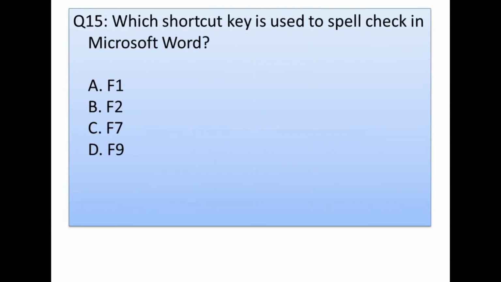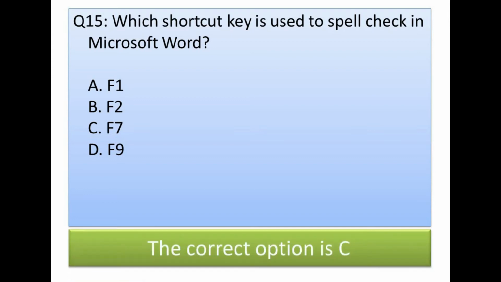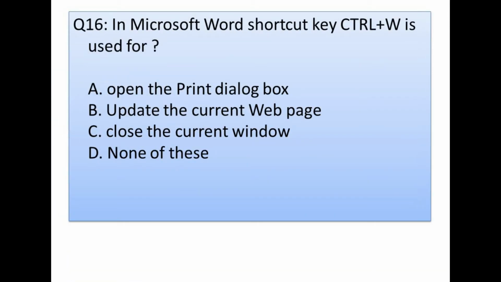Which shortcut key is used to spell check in Microsoft Word? F1, F2, F7, F9. So the correct option is C. In Microsoft Word, shortcut key Ctrl plus W is used for open the print dialog box, update the current web page, close the current window, none of these. So the correct option is C.